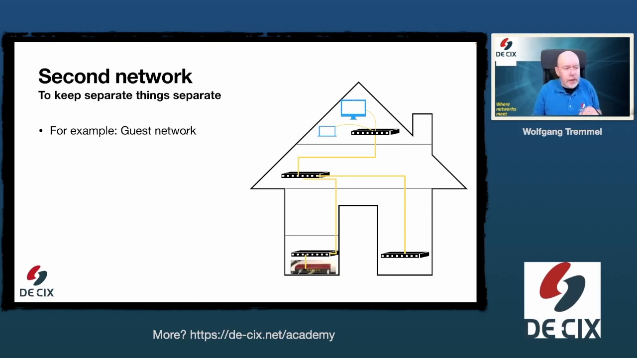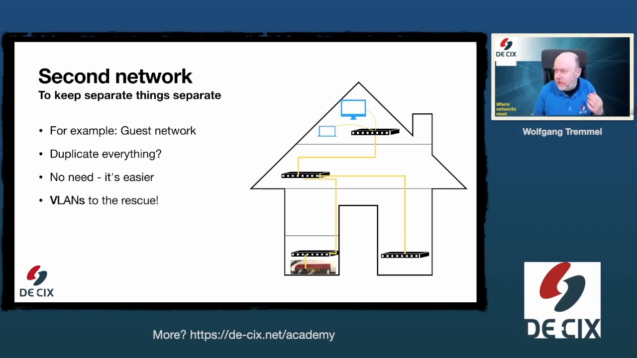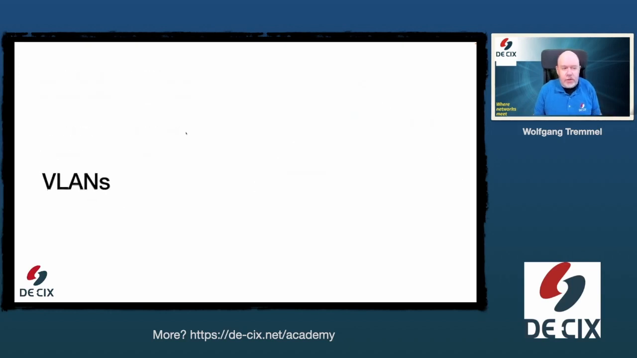Of course, one easy solution is to just duplicate everything. Put in a second switch on each floor and put in more cables, but well, it costs and also it's not very practical. So there must be an easier way to do that. And this is where VLANs, virtual LANs, come in. Let me show you how a virtual LAN in Ethernet is implemented.